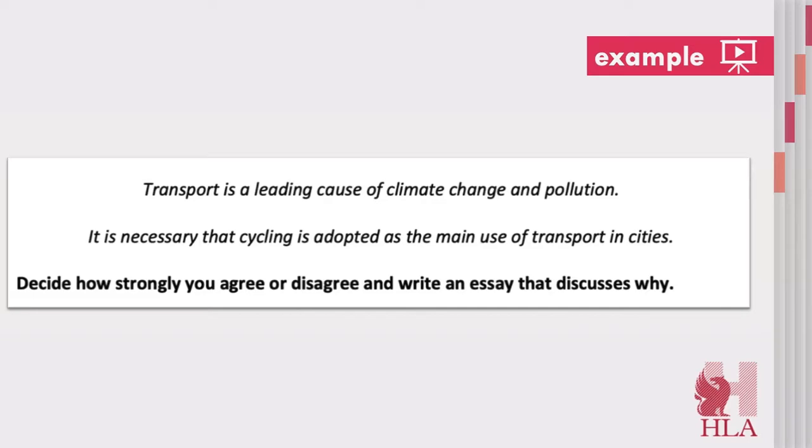The introduction of the essay should paraphrase the question, talking about transport, climate change, pollution, and cycling. Then, stating whether you agree or disagree. Then, explaining that you will argue one side or the other throughout the essay. Your first body paragraph will then likely side with the side that you're disagreeing with. You have another body paragraph, example that you agree with, and then you'll end with a conclusion.